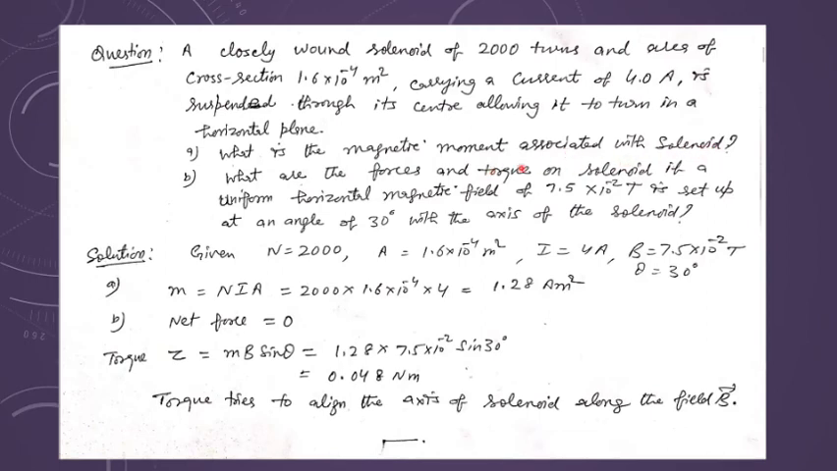For the magnetic moment associated with the solenoid, if the number of turns is given, capital N, you can simply write the formula, that is M equals NIA. N is given, I is given, A is given. So all three things are given to you. You can put the values and simply work it out. We are getting the answer 1.28 ampere meter square.